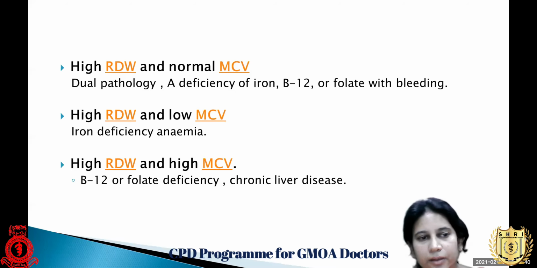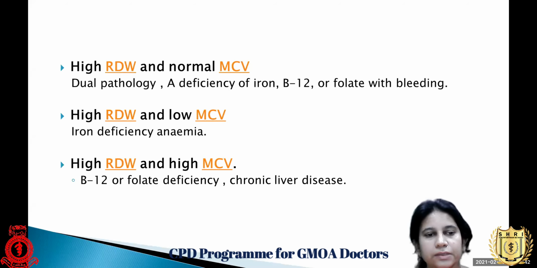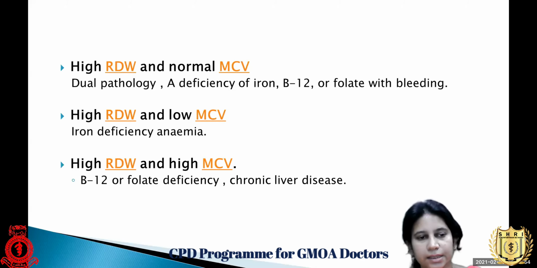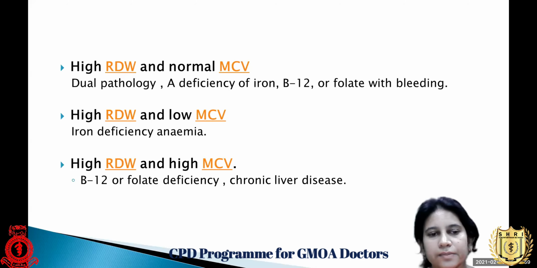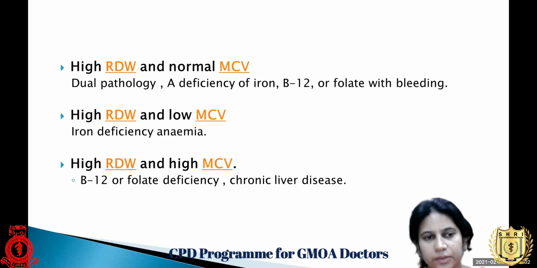So on the opposite side, you have very high RDWs. What are the conditions that you can diagnose by seeing this high RDW? See in the mid part, high RDW and low MCV, which is commonly seen in iron deficiency anemia. And high RDW and normal MCV, most possibly you are dealing with a dual pathology or a deficiency state with bleeding. And if you have high RDW and high MCV, large cells, variation of cells, you see in untreated B12 folate deficiency and chronic liver cell disease.